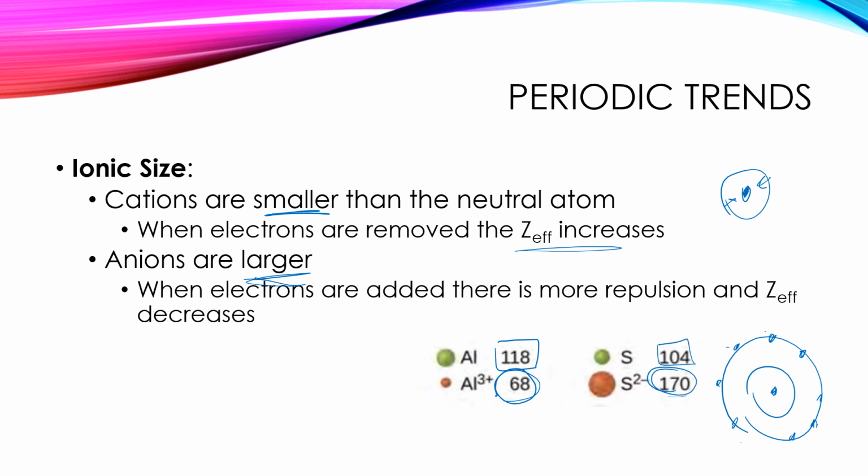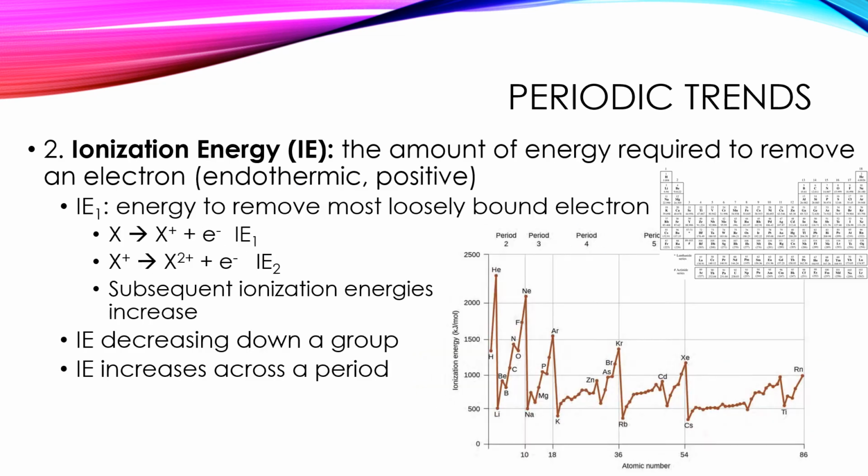So for cations, the neutral is bigger. For anions, the negative ion is going to be larger.